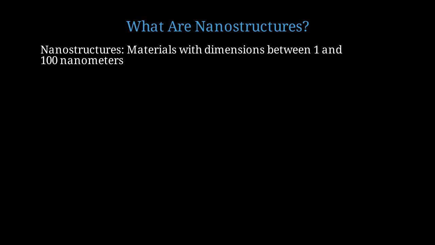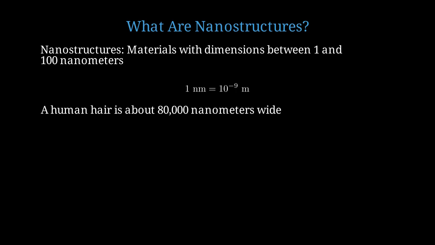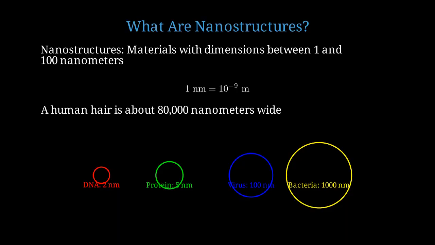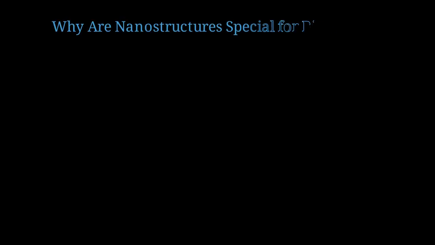To put this in perspective, a nanometer is 1/1000th of a meter. 1 nanometer equals 10 to the negative 9 meters. A typical human hair is about 80,000 nanometers wide, so we're talking about structures that are hundreds of thousands of times smaller than a human hair. At the nanoscale, we're working at the same size as biological molecules. DNA is about 2 nanometers wide, proteins are around 5 nanometers, viruses are about 100 nanometers, and bacteria are around 1,000 nanometers.